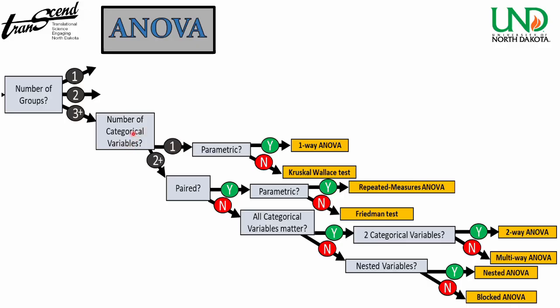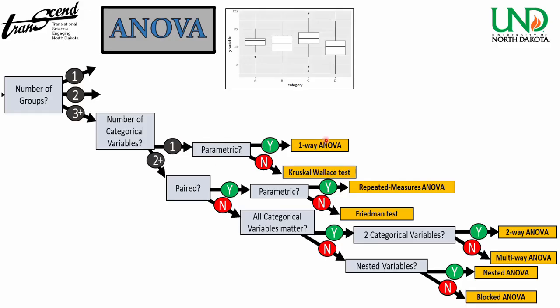Now, if it's just one categorical variable, then you can just ask a simple question: is it parametric or not? If it's parametric, it's going to be a one-way ANOVA, and you're going to have something like a Y outcome and 3 or more categories. For example, here I have 4. Now, if it's non-parametric, it's going to be the Kruskal-Wallis test. I'm going to stop showing alternative pictures because at this point you get the point that you have to check whether it's parametric or not, and then go from there. All right, so there's one-way ANOVA.